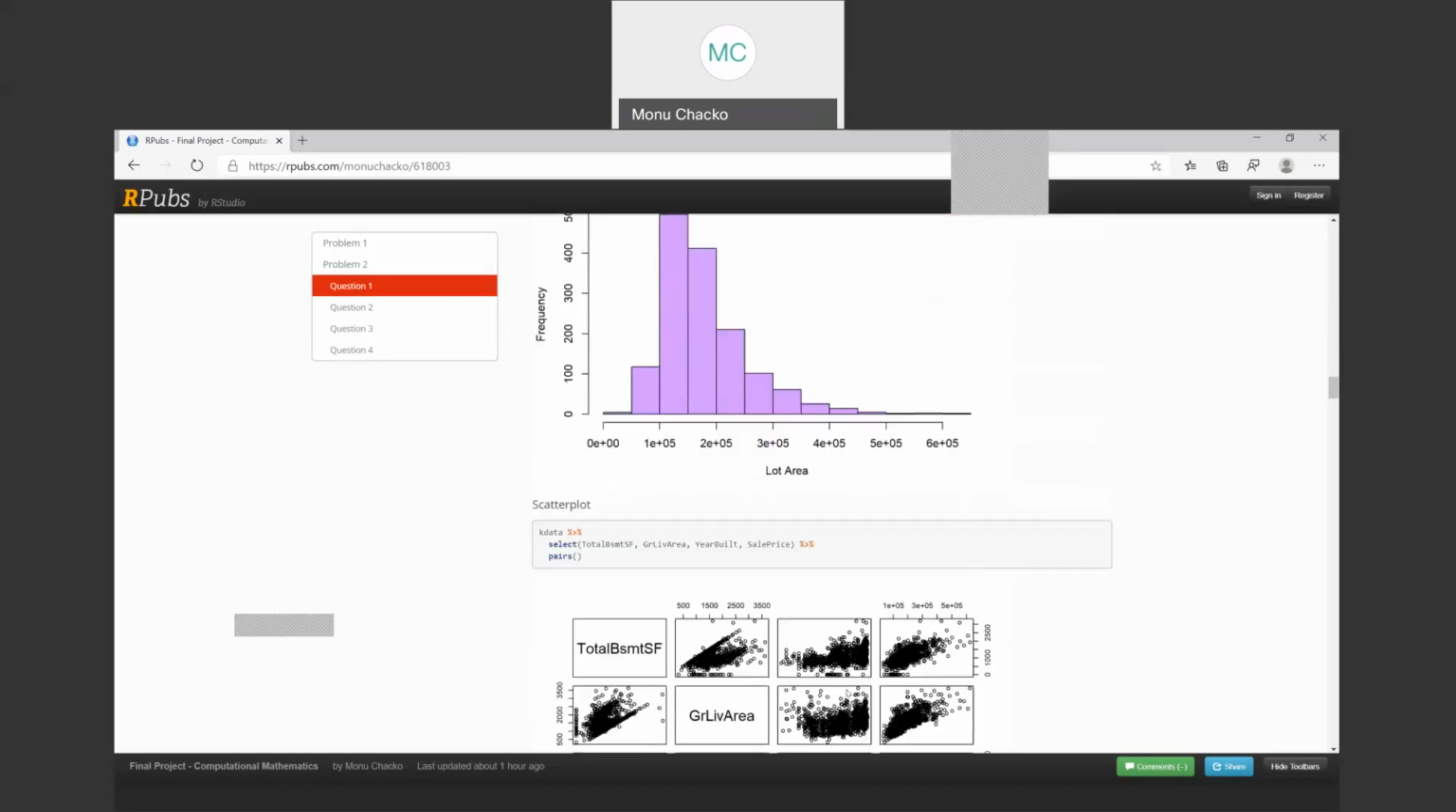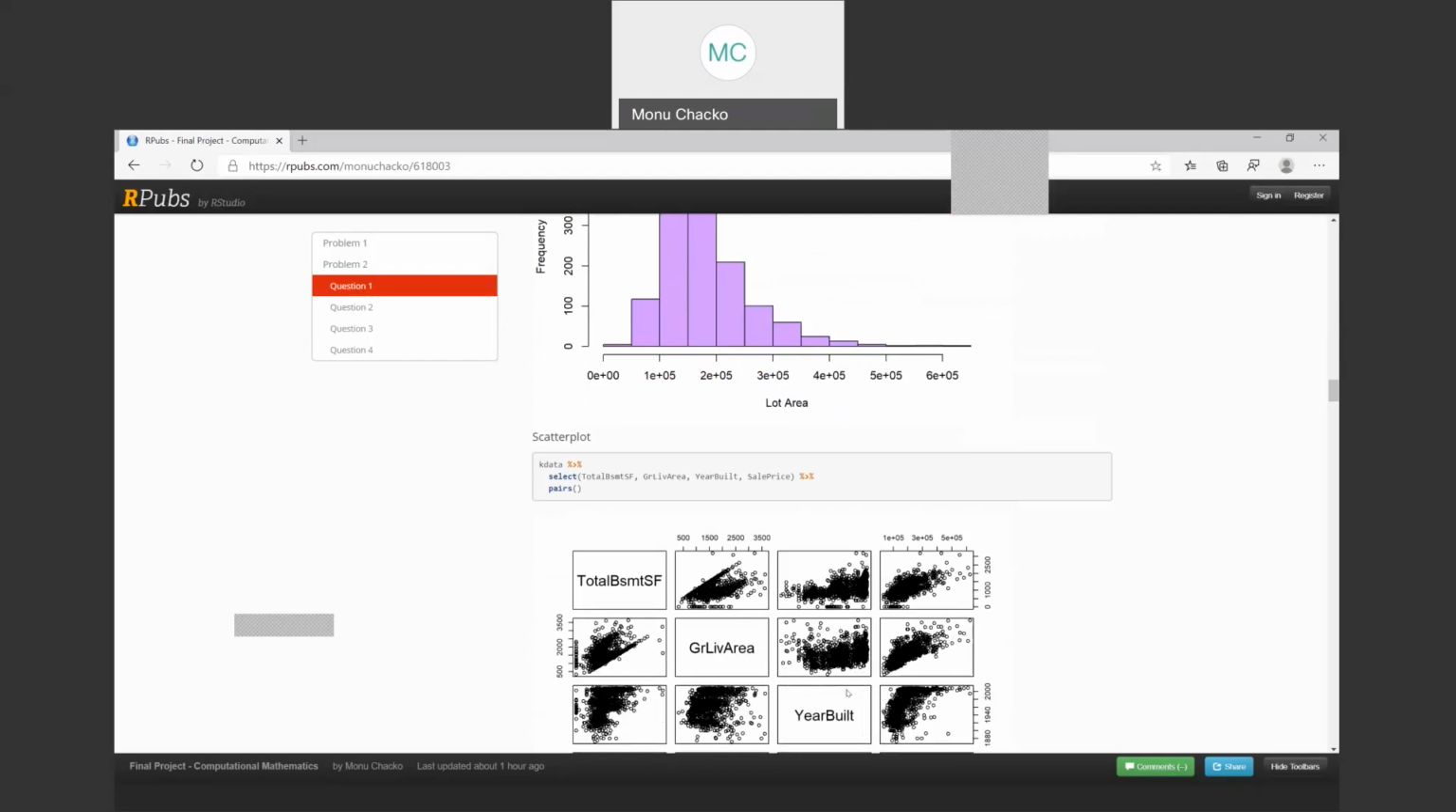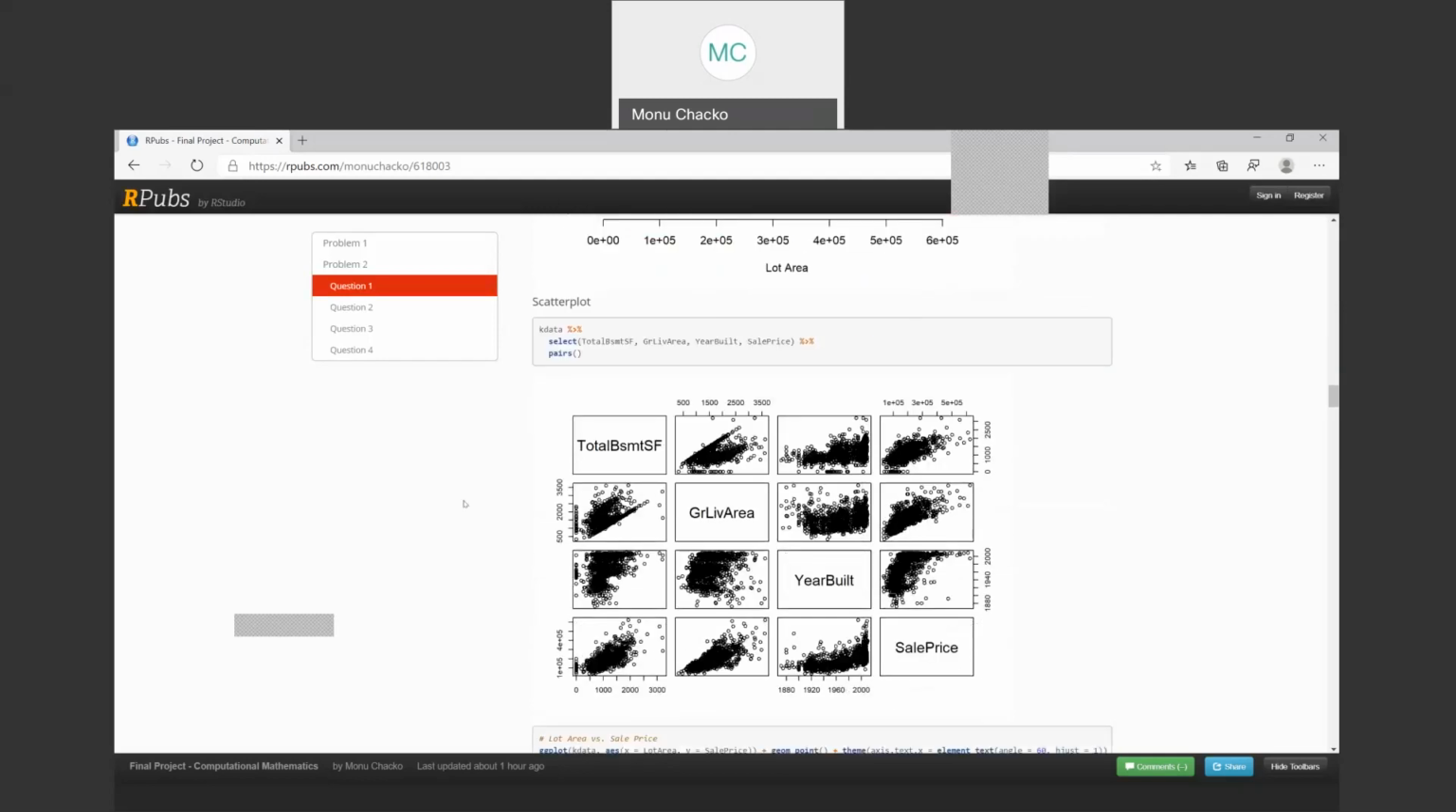And then we have a scatter plot. This is the matrix of the scatter plots, which is easy to see. So here, if you take a look at the one with the sales price and the living area, it looks more like there's a linear relationship here.